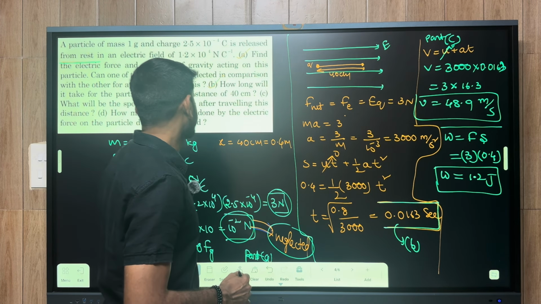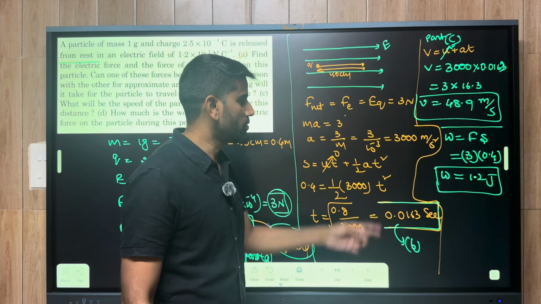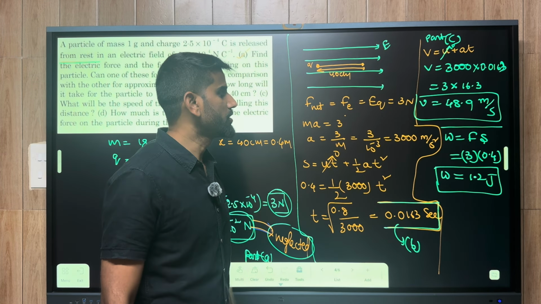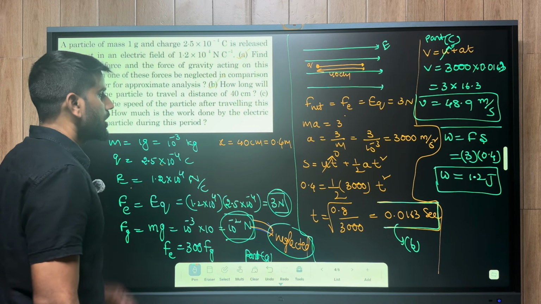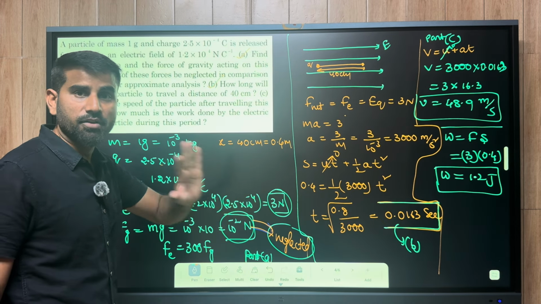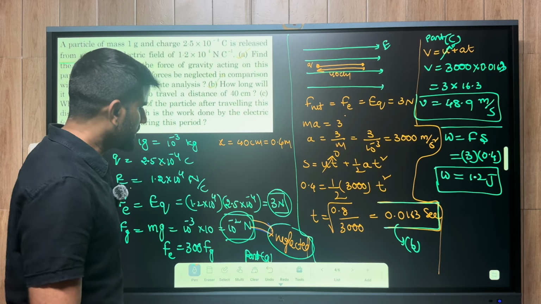Part D. Work done is equal to force into displacement. That force is the electric force. Electric force is 3 newtons, into displacement, which is 0.4 meters. If I multiply 3 times 0.4, we will get 1.2 joules. I hope the solution to this question is very clearly understandable.